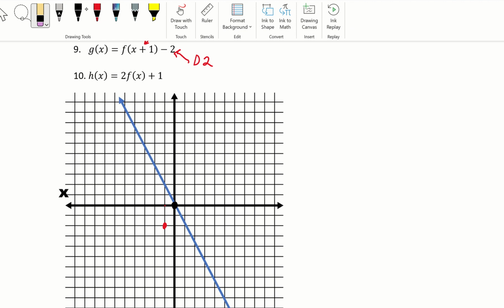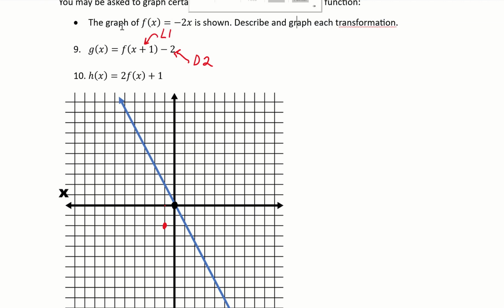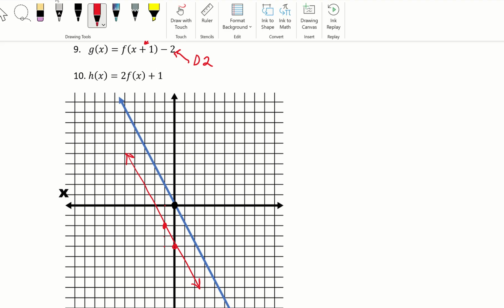How do I draw my new function? Well, there's no change to the slope. There's no compression or stretch factor. So I know my slope should remain negative 2. So I just go down 2 over 1. And that's my new function. In addition, you could write the equation for the new function and graph that. Here, I know I'm going to go, let me get a different color.